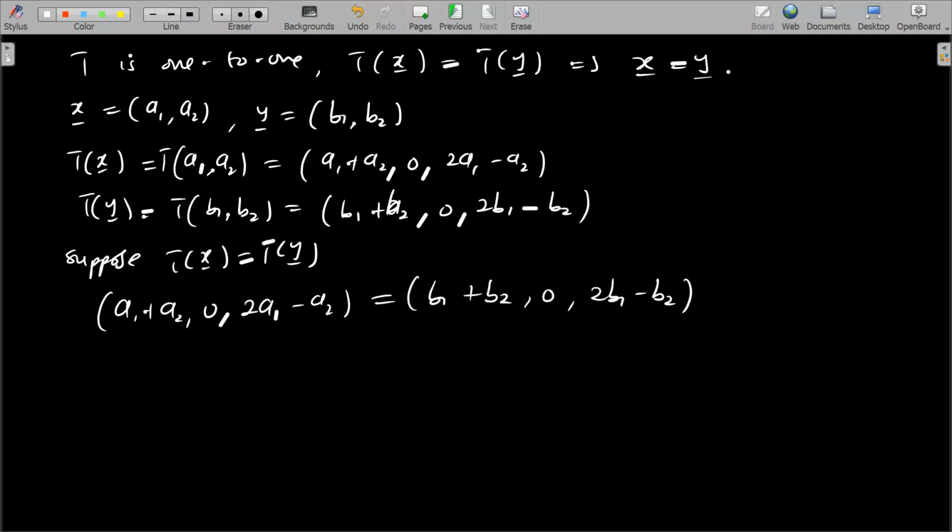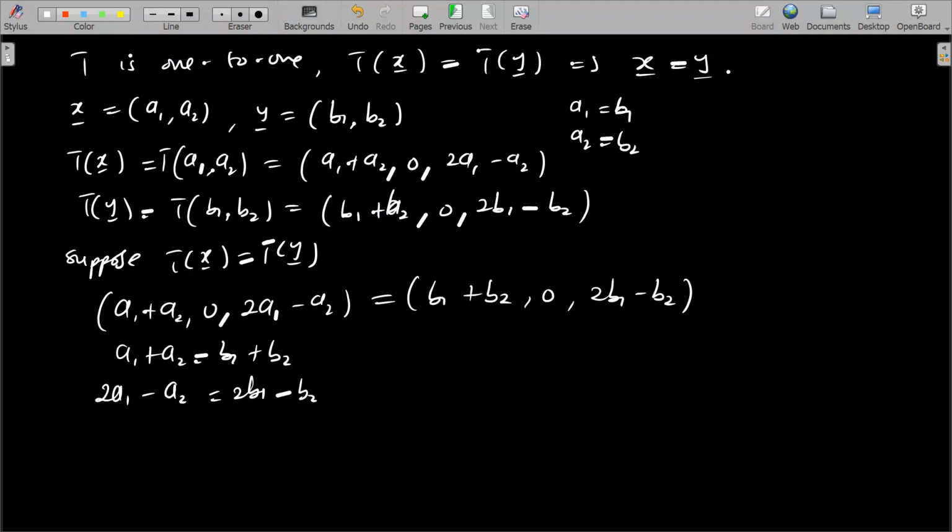What it means for x and y to be equal is that we should make sure that a1 is equal to b1 and then a2 is equal to b2. That's what we are looking for. From the first component, a1 plus a2 is equal to b1 plus b2, and the middle component is consistent because you have 0 equals 0. That is okay. And 2a1 minus a2 should be equal to 2b1 minus b2.